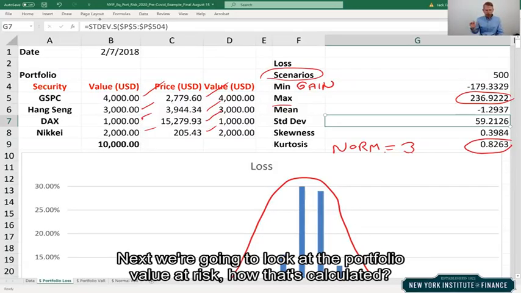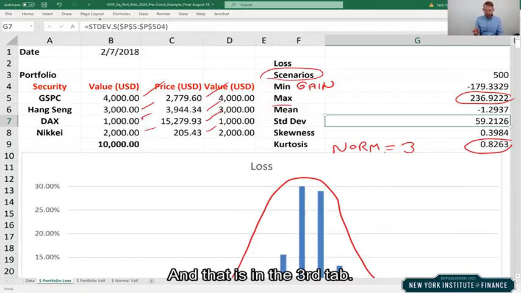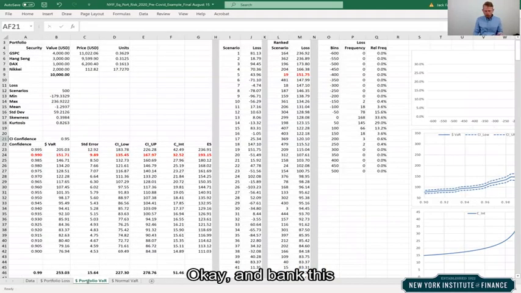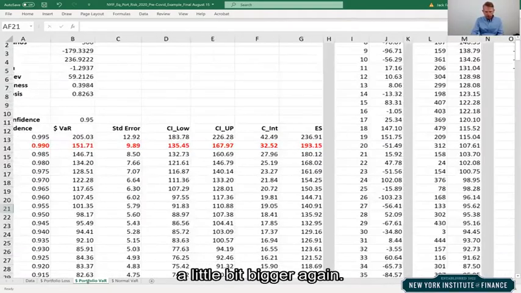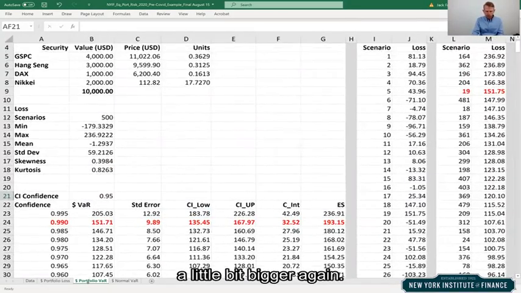Next, we're going to look at the portfolio value at risk and how that's calculated. And that is in the third tab. Okay. Make this a little bit bigger again.